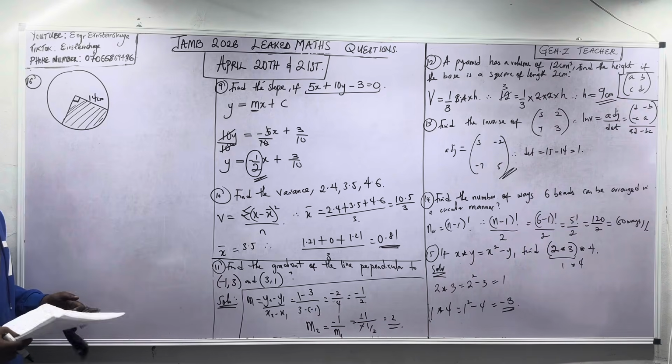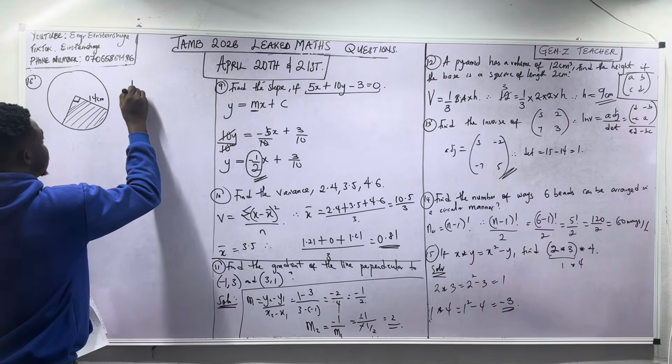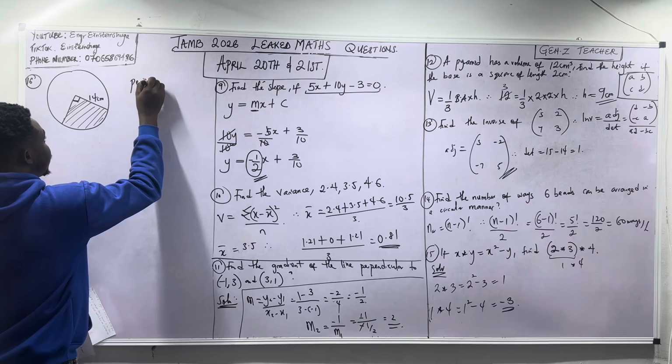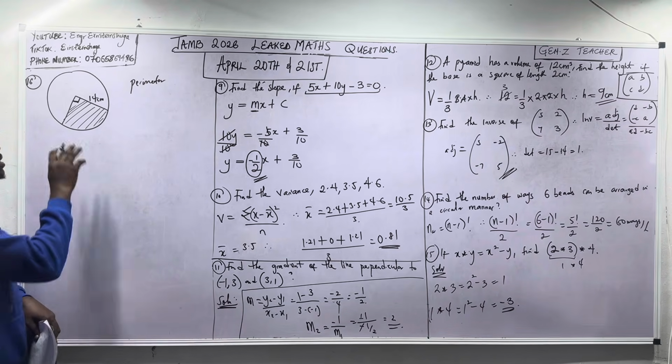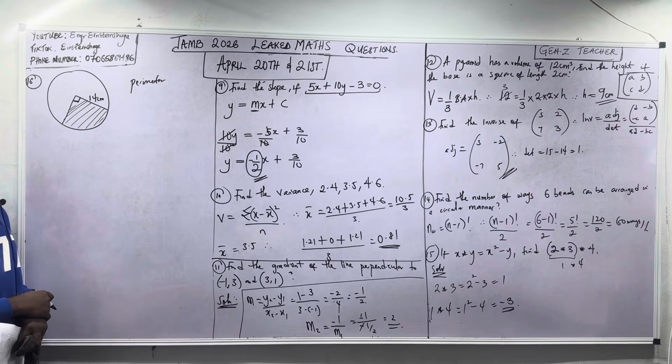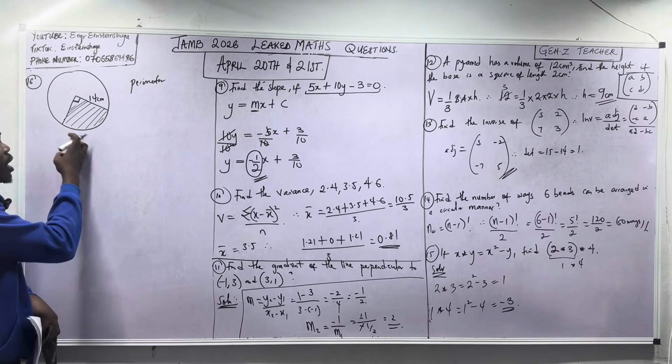Number 16 says, find the perimeter of the shaded portion. Now this is a sector. To get the perimeter, basically you're going to be doing the length, we need the length of arc over here, length of arc.